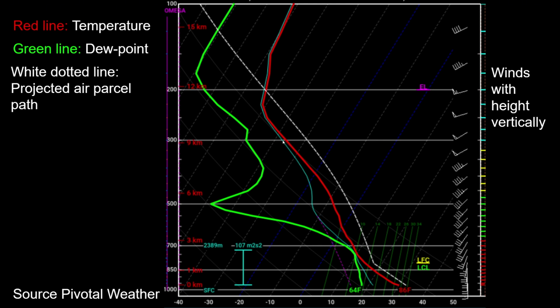So you have your red, which is your temperature, and then you have your green, which is your dew point. And if you're wondering what this white dotted line is, that is your projected air parcel path. That's basically the estimation of how an air parcel would travel if it were to rise here. And it's a good forecasting tool for severe weather. The term we use for the in-between space here would be CAPE.